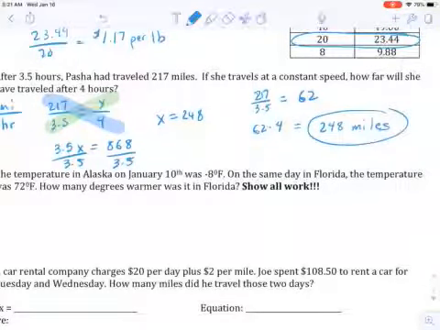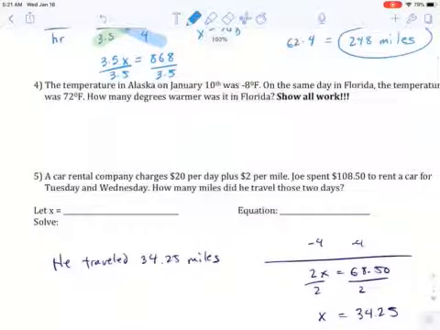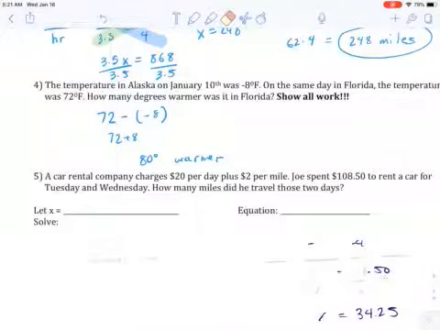The temperature in Alaska on January 10th was negative 8 degrees. On the same day in Florida, the temperature was 72 degrees. How many degrees warmer? So I'll find the difference, which is subtracting 72 minus negative 8. Same thing as 72 plus 8, or 80 degrees warmer. Okay, oops, this one's kind of done already.